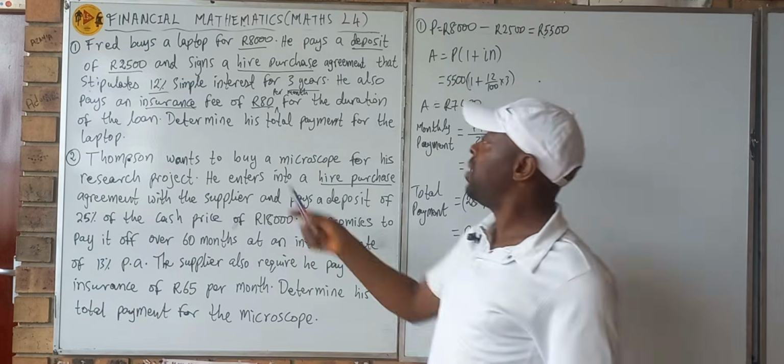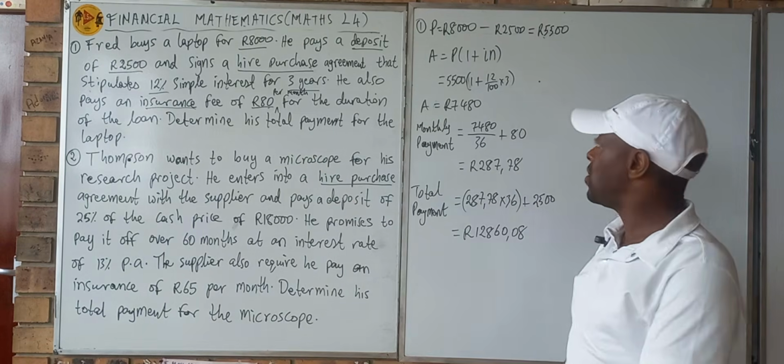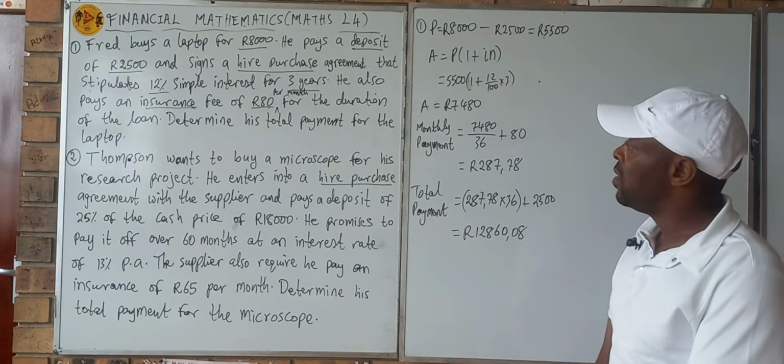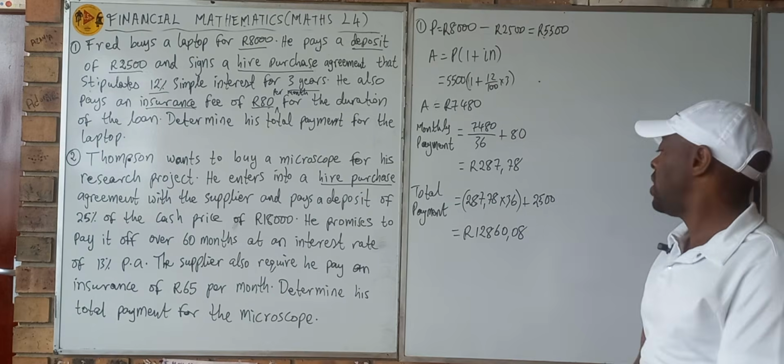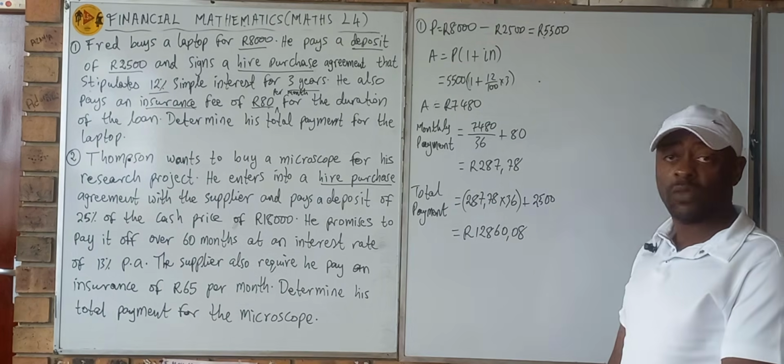And you can see the laptop actually has just a cost price, a cash price of 8,000. But because we don't have 8,000, we are forced to enter into a hire purchase agreement, and obviously we are going to pay more. That is how hire purchase agreements work.